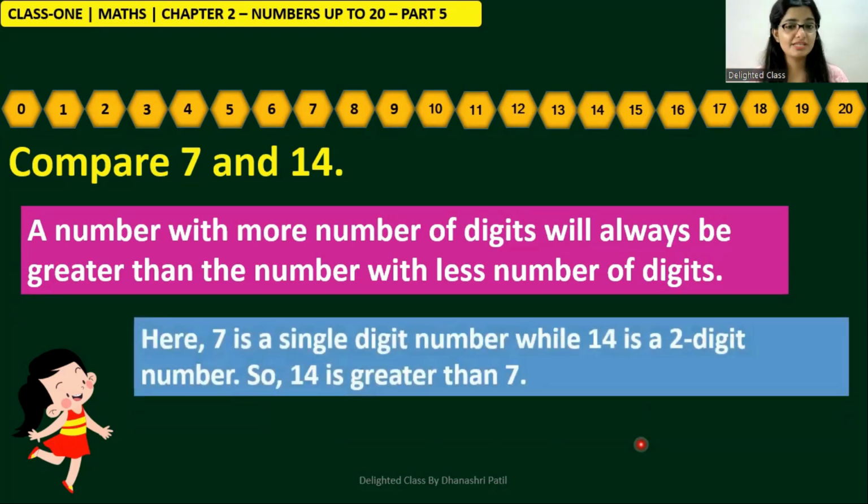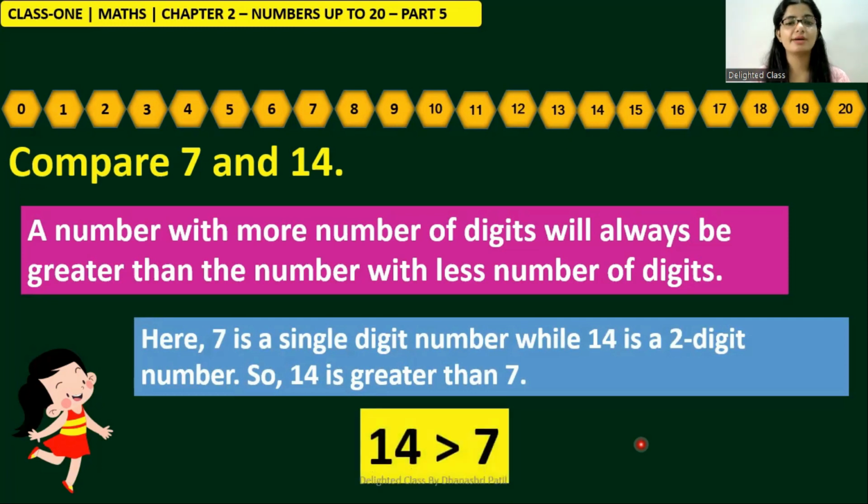सो हियर 7 is a single digit number and 14 is a 2 digit number. So 14 is greater than 7. ओके? तो हम कैसे लिखेंगे? 14 is greater than 7. ग्रेटर का साइन एक बार चेक कर लेना है आपको. ये ऐसा साइन होगा, जो बड़ा नंबर है वहां पे आपको ये साइन पुट अप करना है.